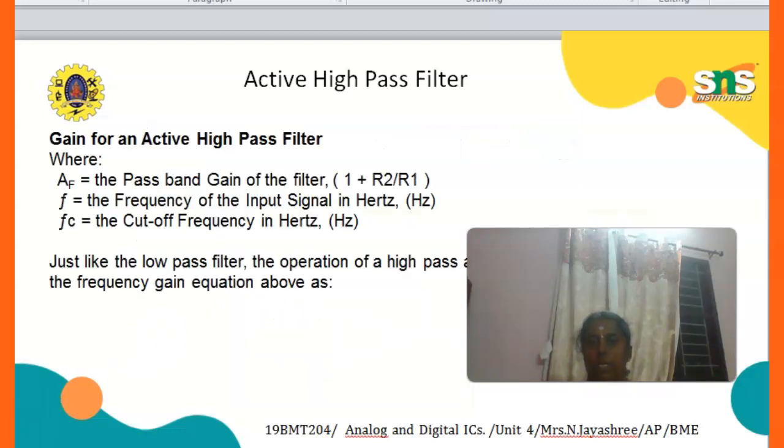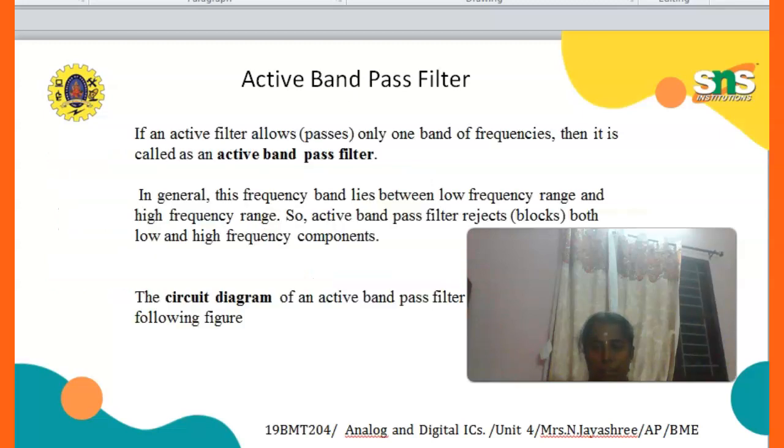Next, let us see what the gain is for an active high pass filter. AF is the passband gain of the filter. F is the frequency of the input signal. FC is the cutoff frequency. Next one is what?